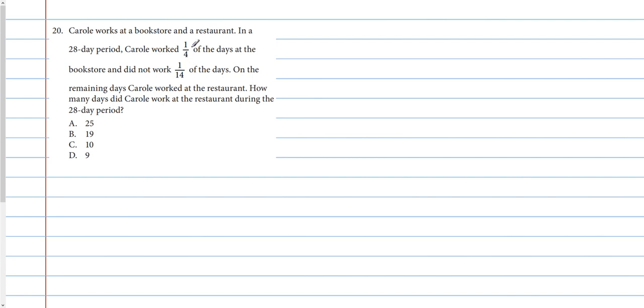Okay, so we need to go ahead and figure out how many days did she work at the bookstore and not worked, and then subtract from the 28 days total and the remainder will be how many she worked at the restaurant. So let's figure how long did she work at the bookstore? 1/4 of the 28-day period. That would give us 28 divided by 4, and that would be 7.